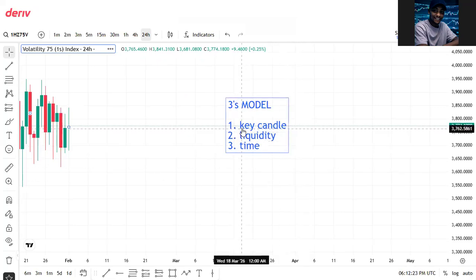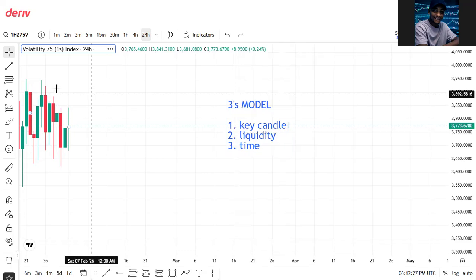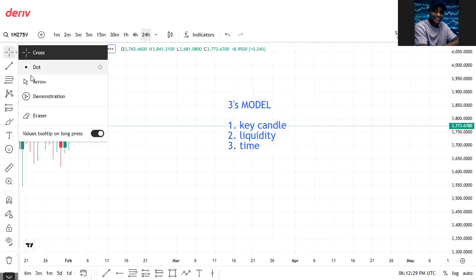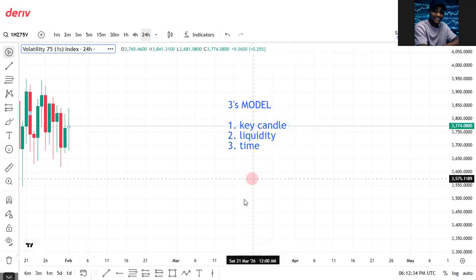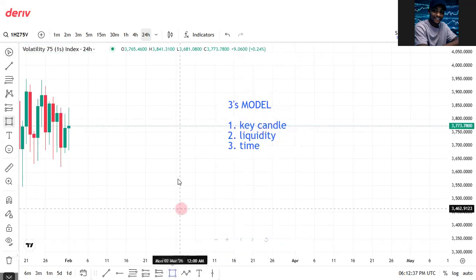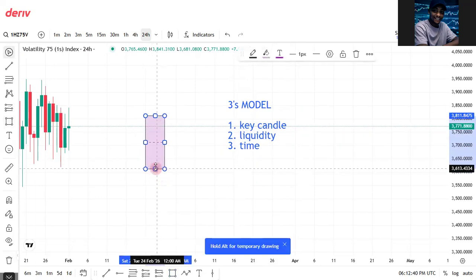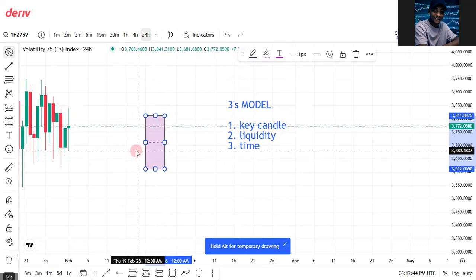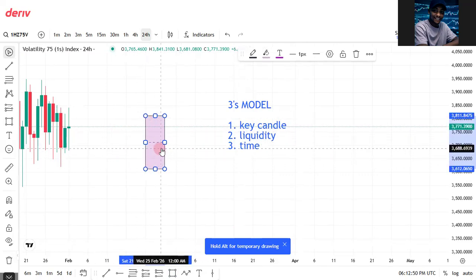The first one is a key candle. What is a key candle, guys? A key candle here is a candle that is standing alone, something like this. If we have a candle that is standing alone, it is not inside another candle. This is what I term a key candle.